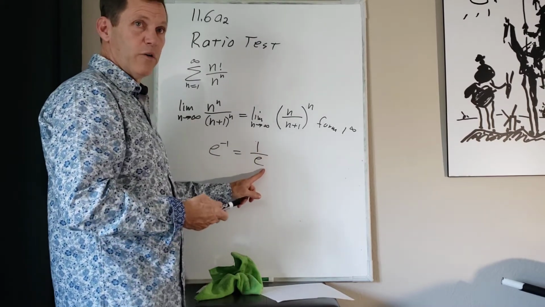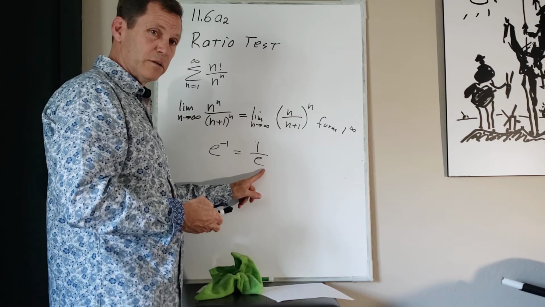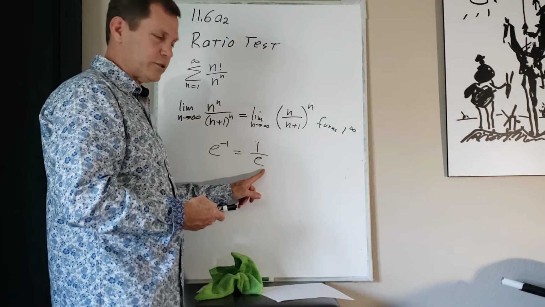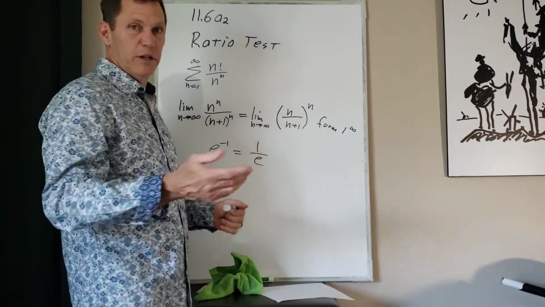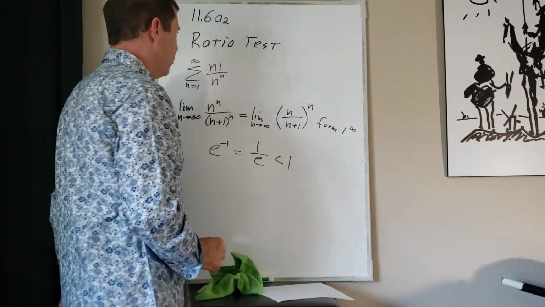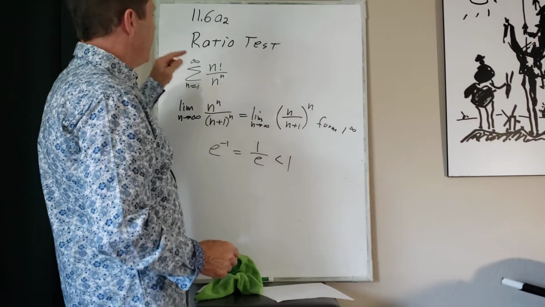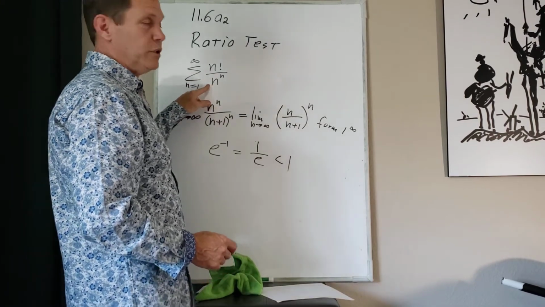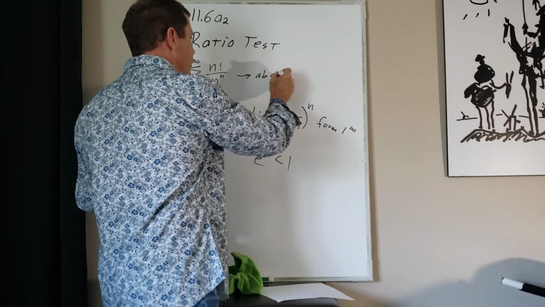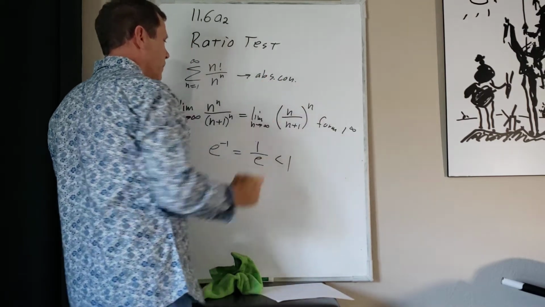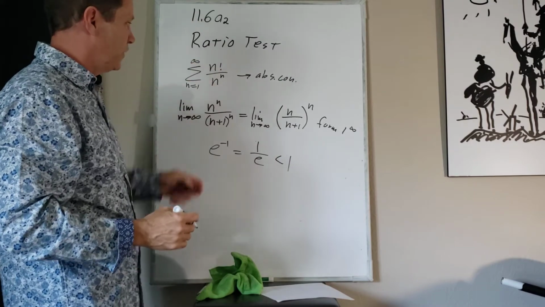e. Now 1 over e, is that bigger than 0 or less than 0? I think that's less than 0 because that number is about 3, so it's about a third. So that's less than, not less than 0, less than 1. That's less than 1. If that's less than 1, then this guy converges absolutely. So this guy is absolutely convergent. Okay, so that means this is a faster function than that one.